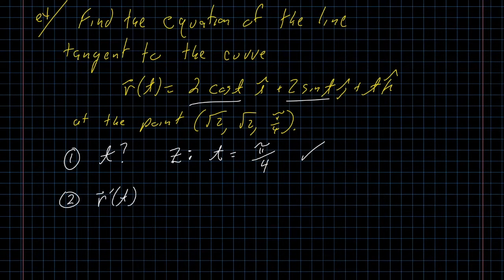The second thing we need to figure out is the derivative, r prime of t. Right? Differentiating a vector-valued function is not too terribly challenging. You look at each component on its own and you differentiate that component. The derivative of 2 times the cosine of t is negative 2 times the sine of t. The derivative of 2 times the sine of t is positive 2 times the cosine of t, and the derivative of t is 1. So now we have r prime.